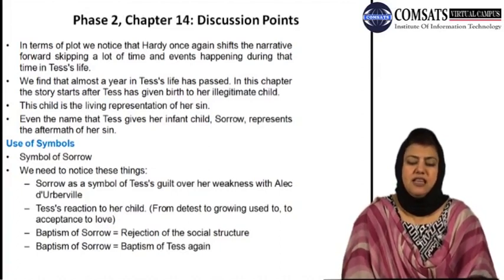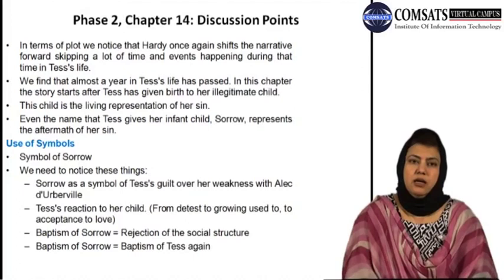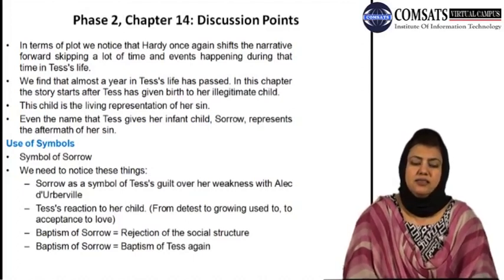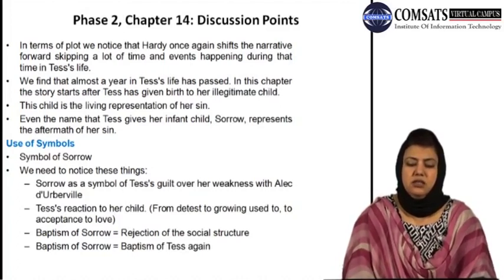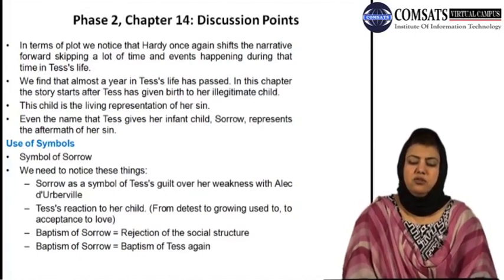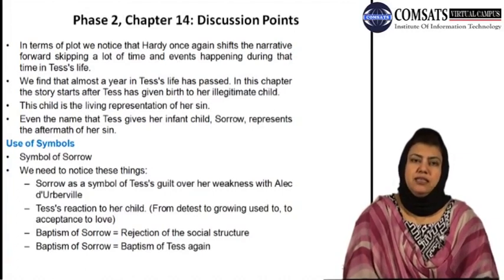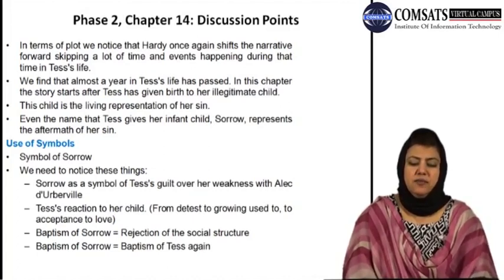But we need to notice Tess's reaction to her child. She hates the child as it is a symbol, a sign of her weakness. From detest, she gradually starts getting used to the child. So from detest to growing used to, acceptance, to love. We see in this chapter her relationship getting stronger with the child till the last point where she baptizes the child. And as she baptizes the child, we can see the true love of a mother for a child, irrespective of whether a legitimate child or not.